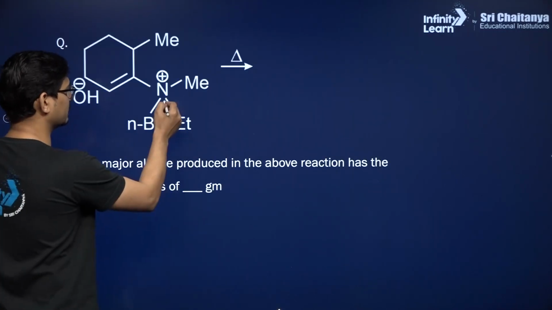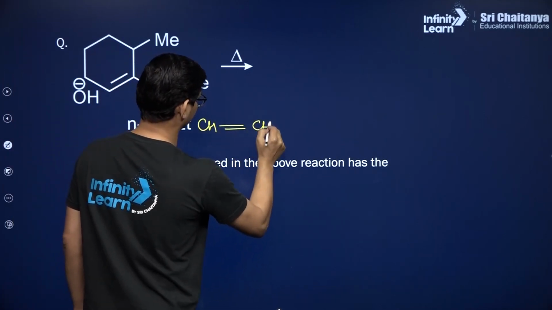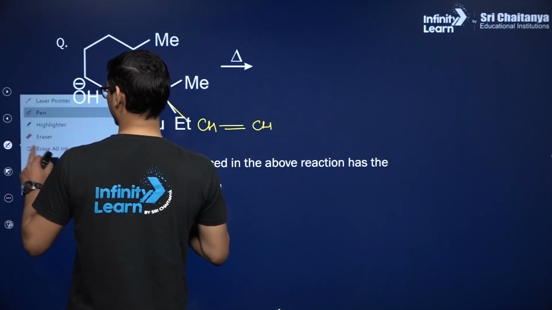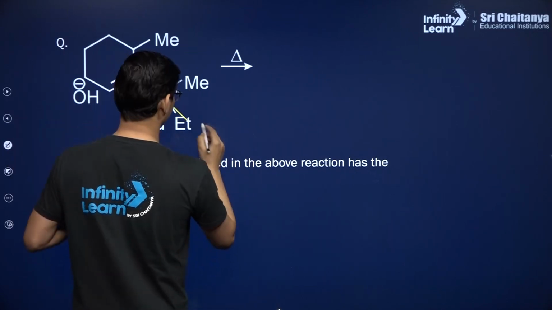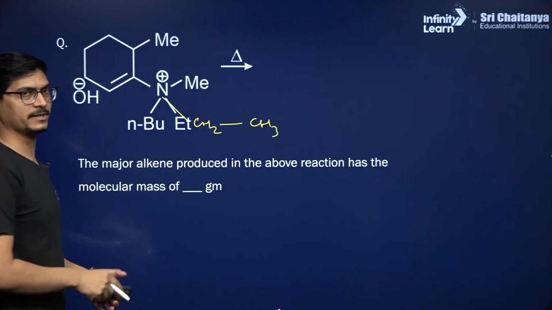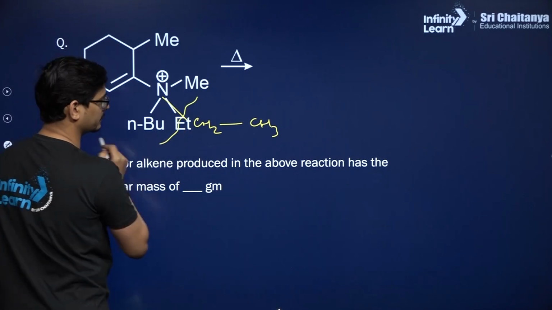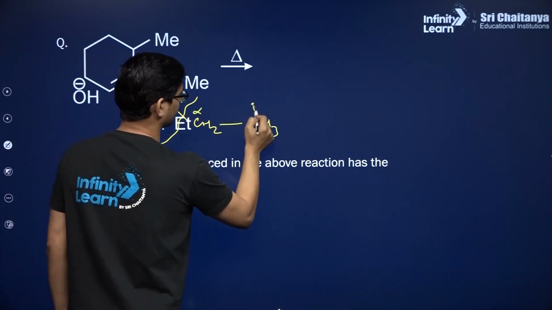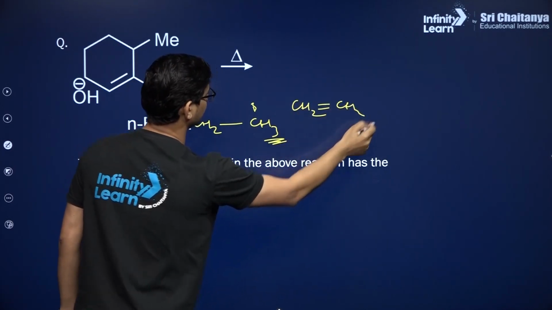Here the major alkene will be this, because this will be CH2, ethyl group, right? So this is ethyl group. So this is Hofmann elimination, guys. Always remember, quaternary ammonium salts undergo Hofmann elimination. So this bond is breaking, right? Tertiary amine is departing as the leaving group, and one of the beta hydrogens will be removed. So the smallest alkene that you can get is ethene.